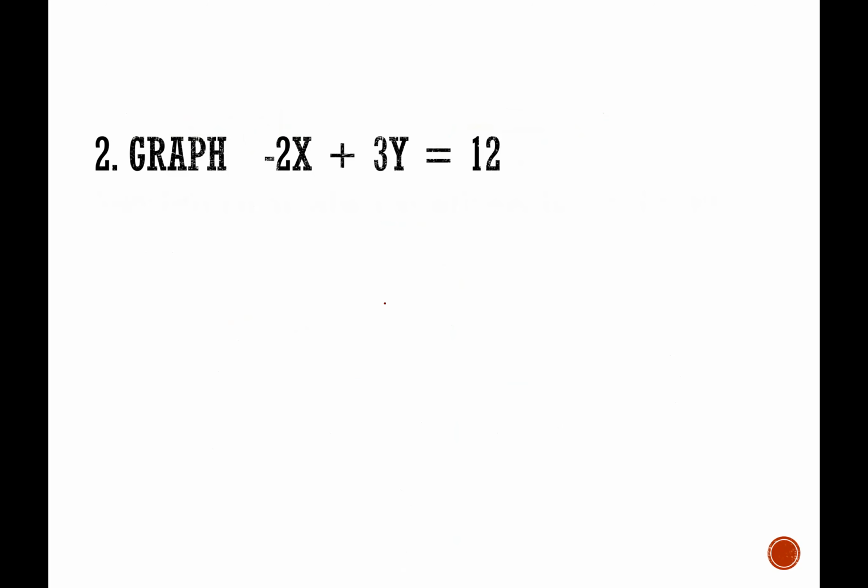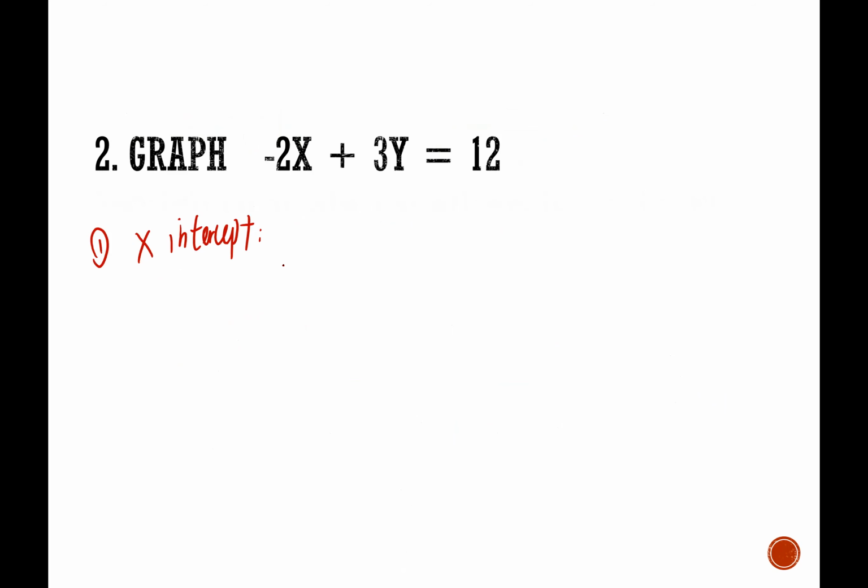And what if you are given the equation in this form? Okay, you are given the equation -2x + 3y = 12. Now it's easier to use the x- and y-intercepts. So the first step is to find the x-intercept, because we don't see the slope, we don't see the y-intercept. So it's easier to just find the x- and y-intercepts.